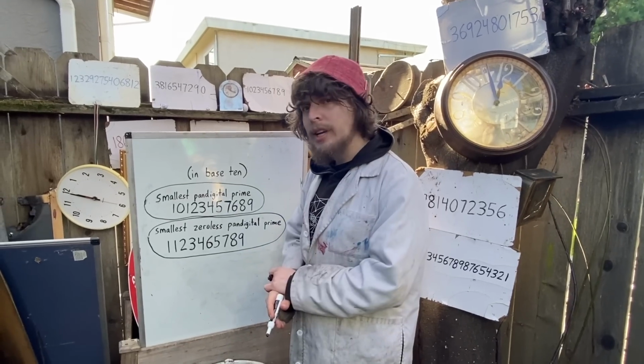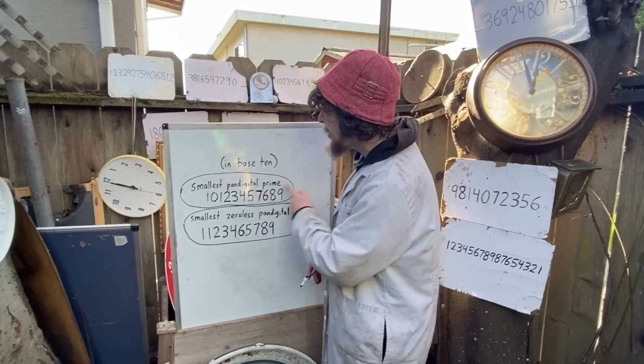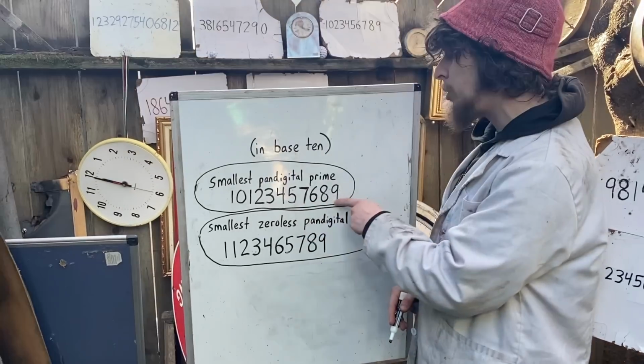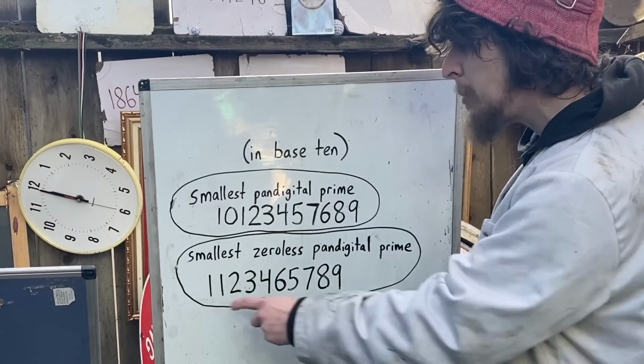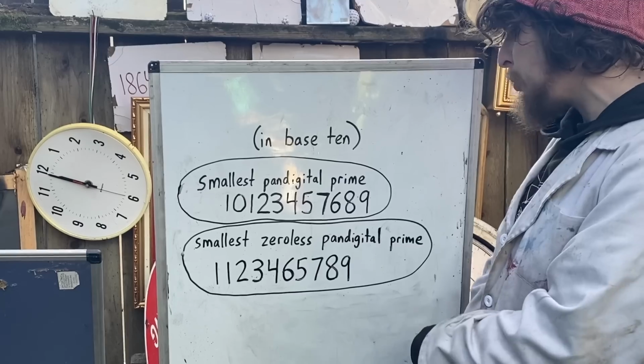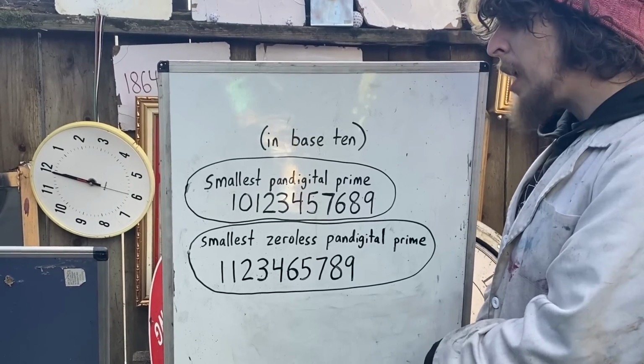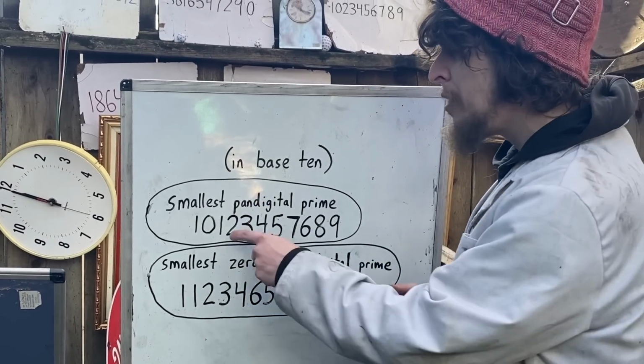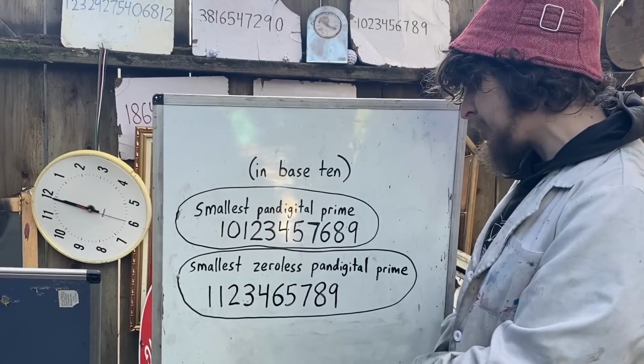One interesting type of pandigital numbers are pandigital prime numbers. This is the smallest pandigital prime number in our base 10 system, and this is the smallest zeroless pandigital prime. And we'll notice that neither of them are the type that I called minimal. They both have a repeated digit somewhere.